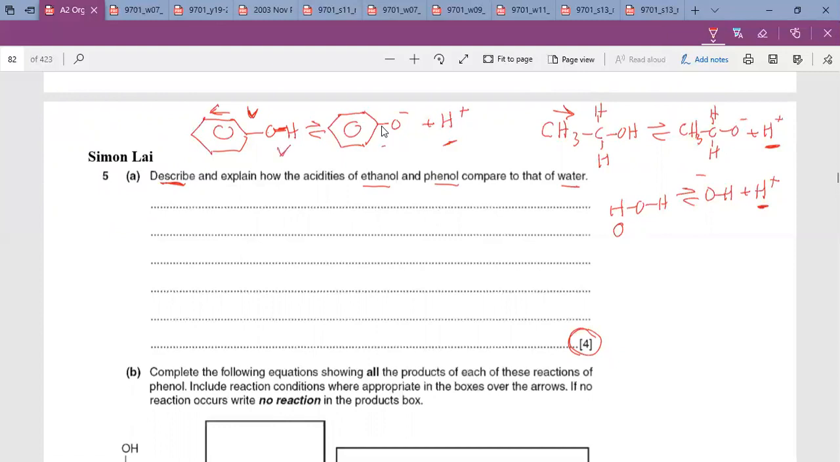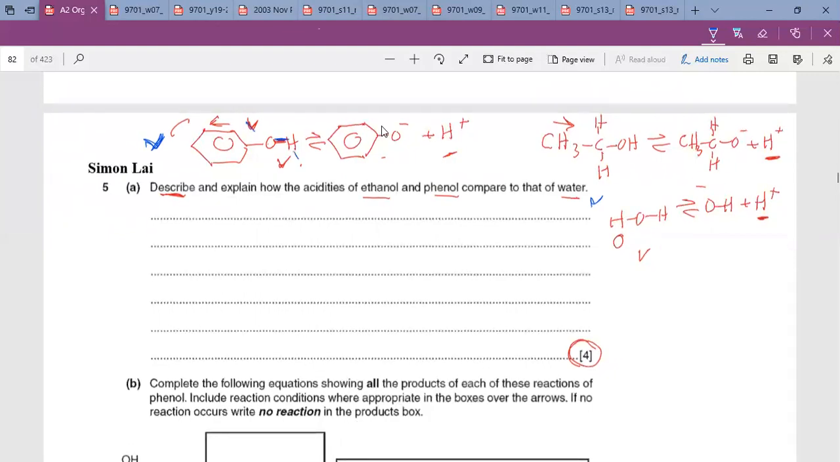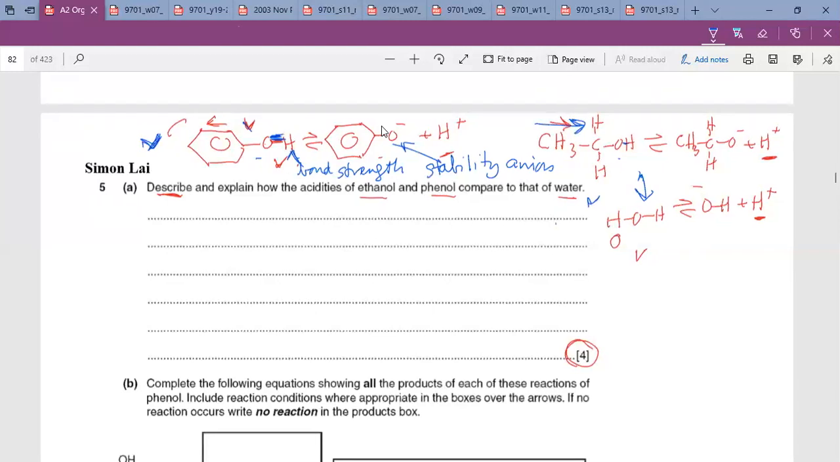Okay, which means now compare phenol with water. Why is phenol more acidic than water? You can explain in terms of the bond strength here, or you can explain the stability of the anion. The bond strength here is weaker because this is an electron withdrawing group, isn't it? So you compare phenol with water and then ethanol with water. In ethanol, the bond strength here is stronger because this is the electron donating group. Or here, the anion is less stable.